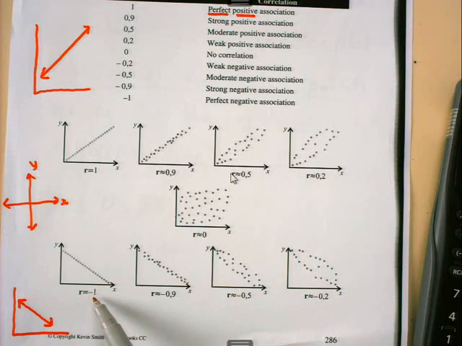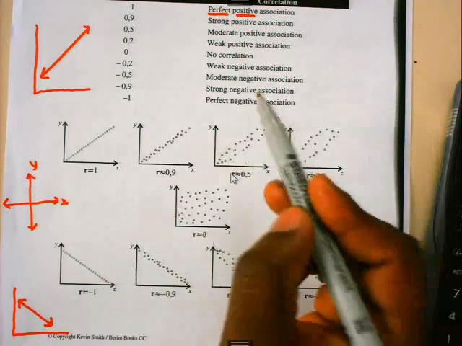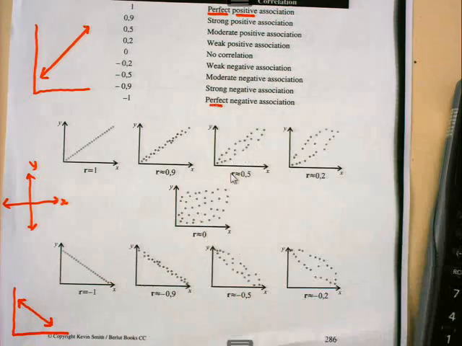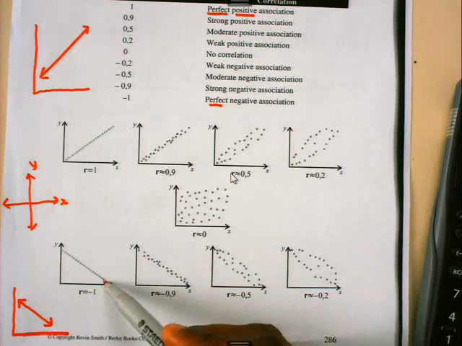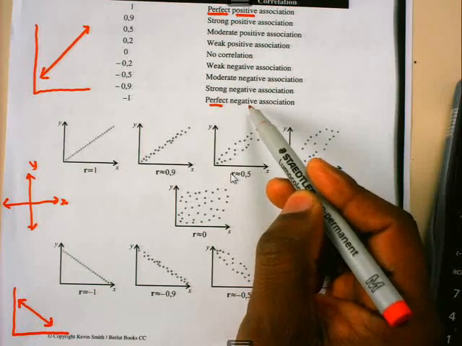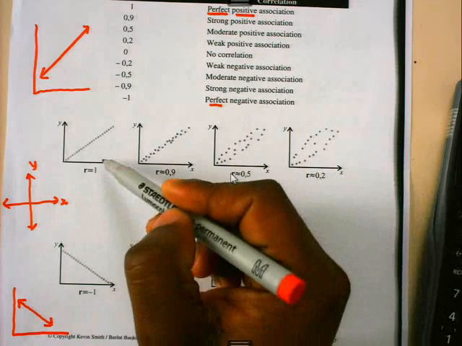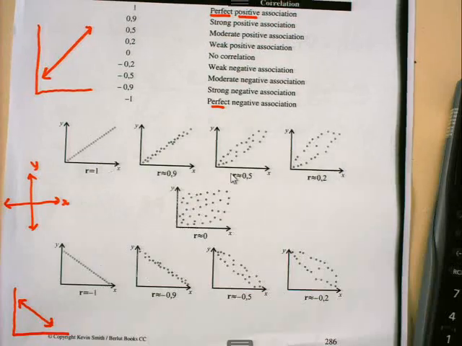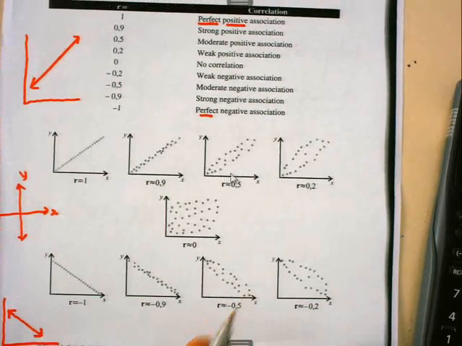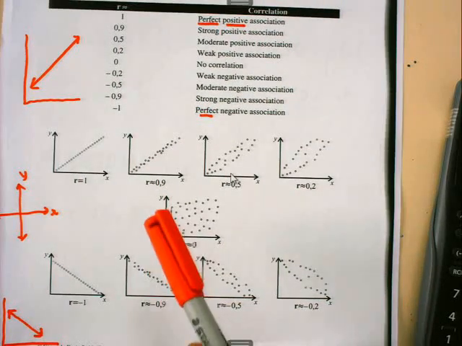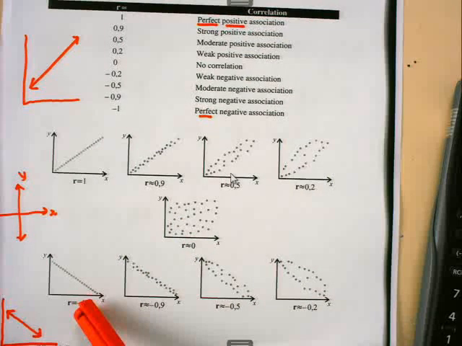Now, if R is -1, two ways again. Can you see in this case now? It's again very perfect. Do you see perfect again coming out? Perfect. But how is this perfect? Perfect negative association. Perfect negative and perfect positive association. That's how you explain your R, if R is equal to 1 and if R is equal to -1.